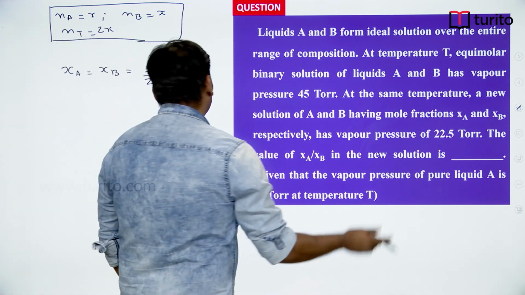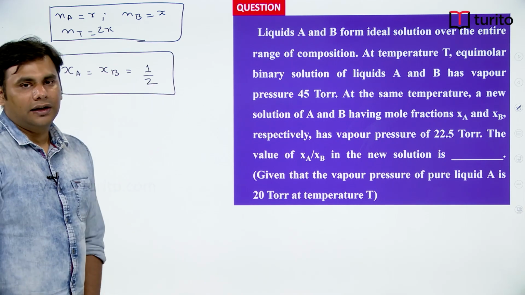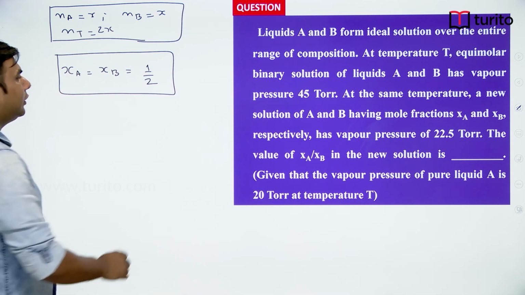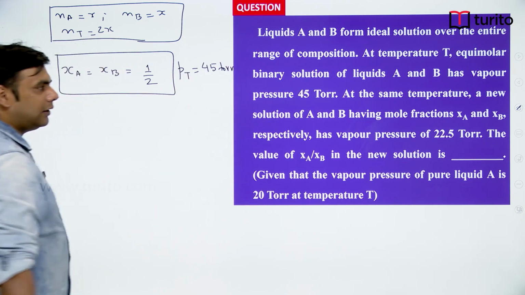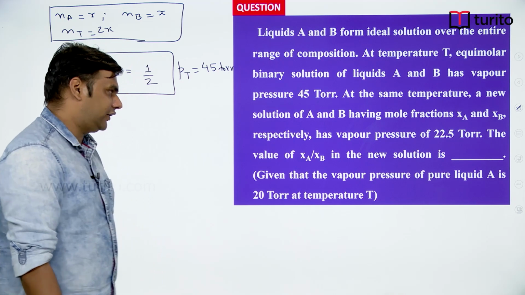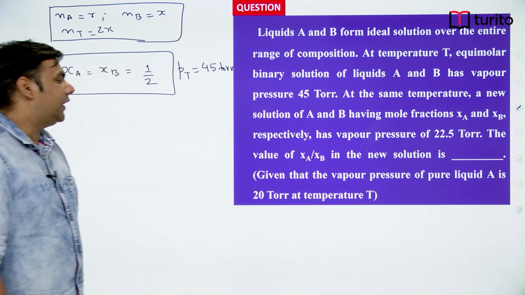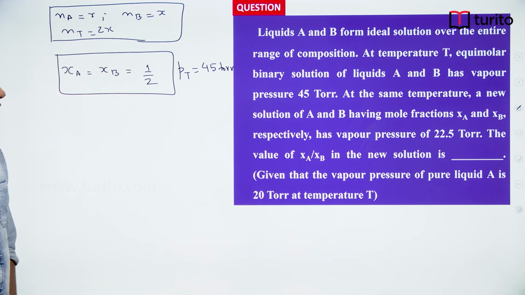Okay, so when we are taking the mole fraction of A as half and the mole fraction of B as half and mixing them together, the total pressure developed over the solution is 45 torr. At the same temperature, a new solution of A and B having mole fractions XA and XB respectively has a vapor pressure of 22.5 torr. The value of XA by XB in the new solution is, given that the vapor pressure of pure liquid A is 20 torr, what you have to find.